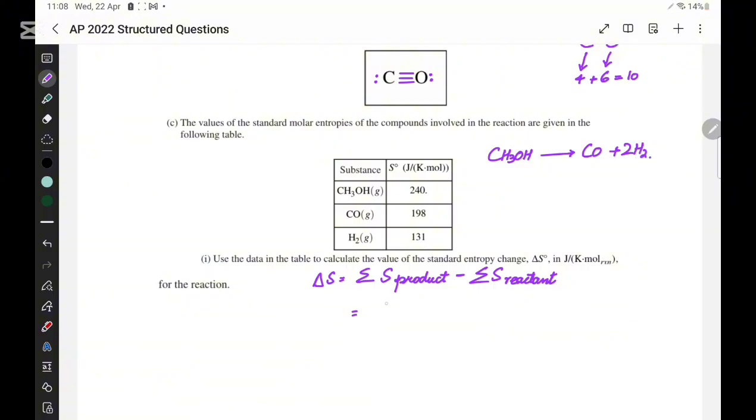So entropy of product is carbon monoxide, that is 198, plus 2 times hydrogen 131, because there are 2 hydrogen molecules there. So minus entropy of reactant. Entropy of reactant is CH3OH, so 240 will come here, and then the answer comes out to be 220 joules per Kelvin mole of reaction.